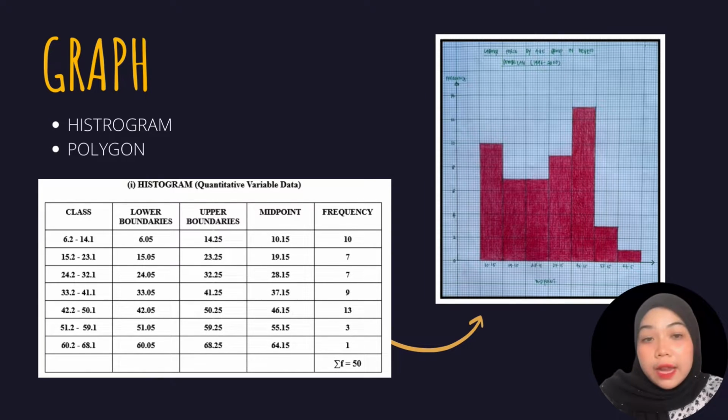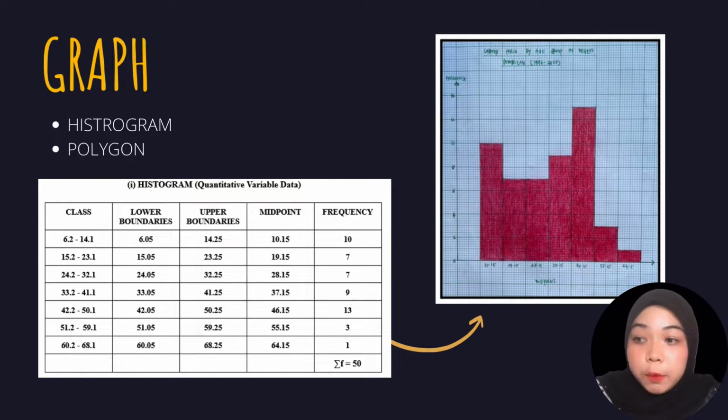Okay, here I would like to present about the graphical method for my part, which is the second question. I provide 2 graphs, whereby the first one is a histogram and the second one is a polygon. A histogram is a bar graph that represents the frequency distribution of a data set.